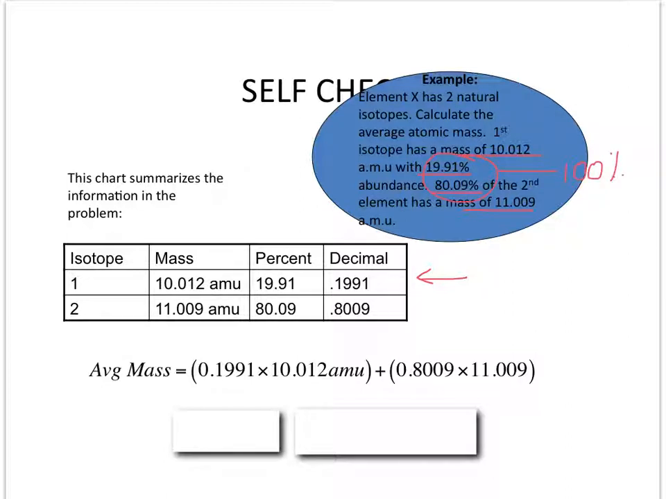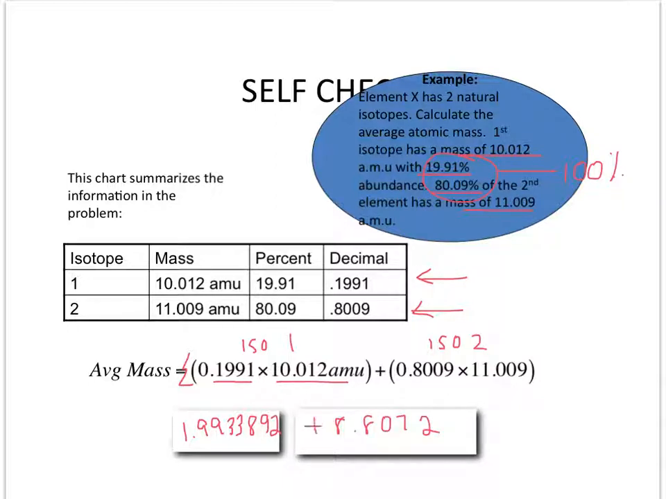Alright, so now that we have that information, we're going to plug it into the equation: the sum of the decimal form of the percent abundance times the mass of each isotope. So this is isotope 1, and we're going to do it again for isotope 2. When we multiply 0.1991 times 10.012, we end up getting 1.9933892.